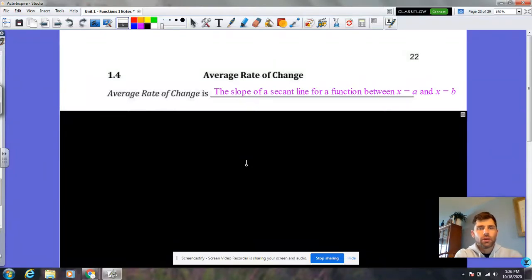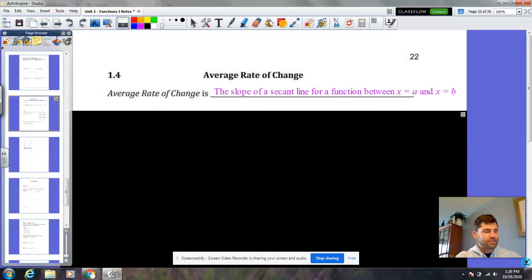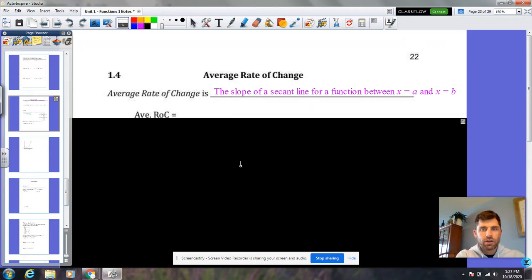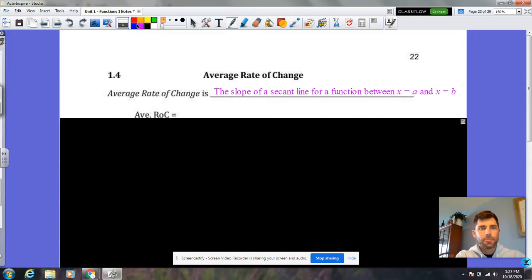So we're going to do a quick video on reviewing average rate of change. This is something you definitely looked at in past years. We're going to build onto this next time I see you during class time, quote unquote class time. So the definition of average rate of change, you can see in front of you. It's the slope of a secant line for a function between x equals a and x equals b.